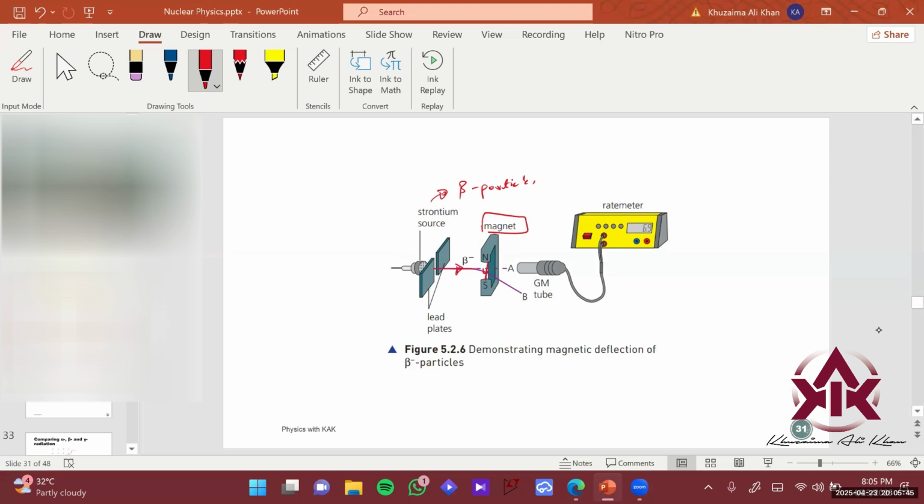Fleming's left hand rule. Okay, so beta is just an electron, right? So what does the thumb show? We have done this in the motor effect, I guess. The thumb shows the direction of the force, or motion. The first finger shows the magnetic field direction.